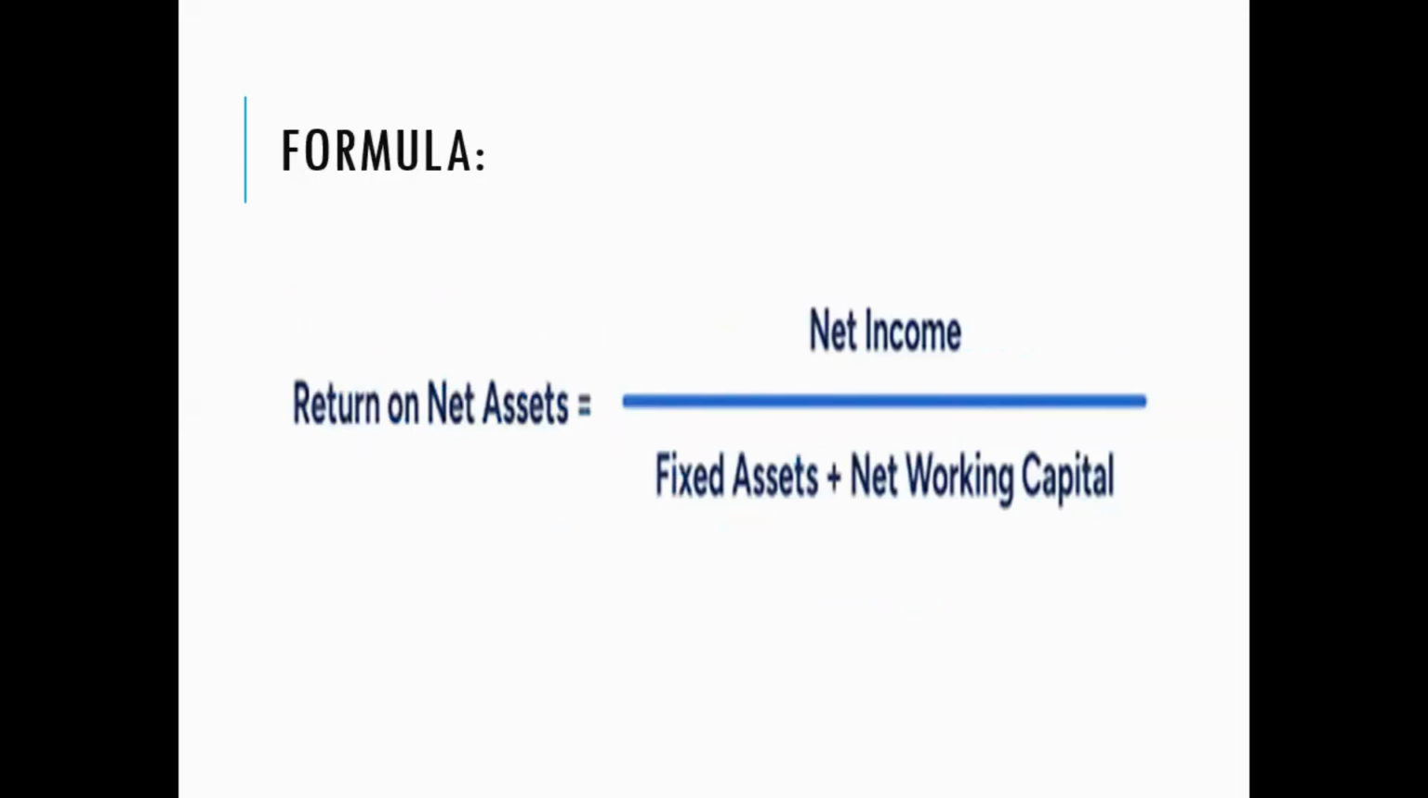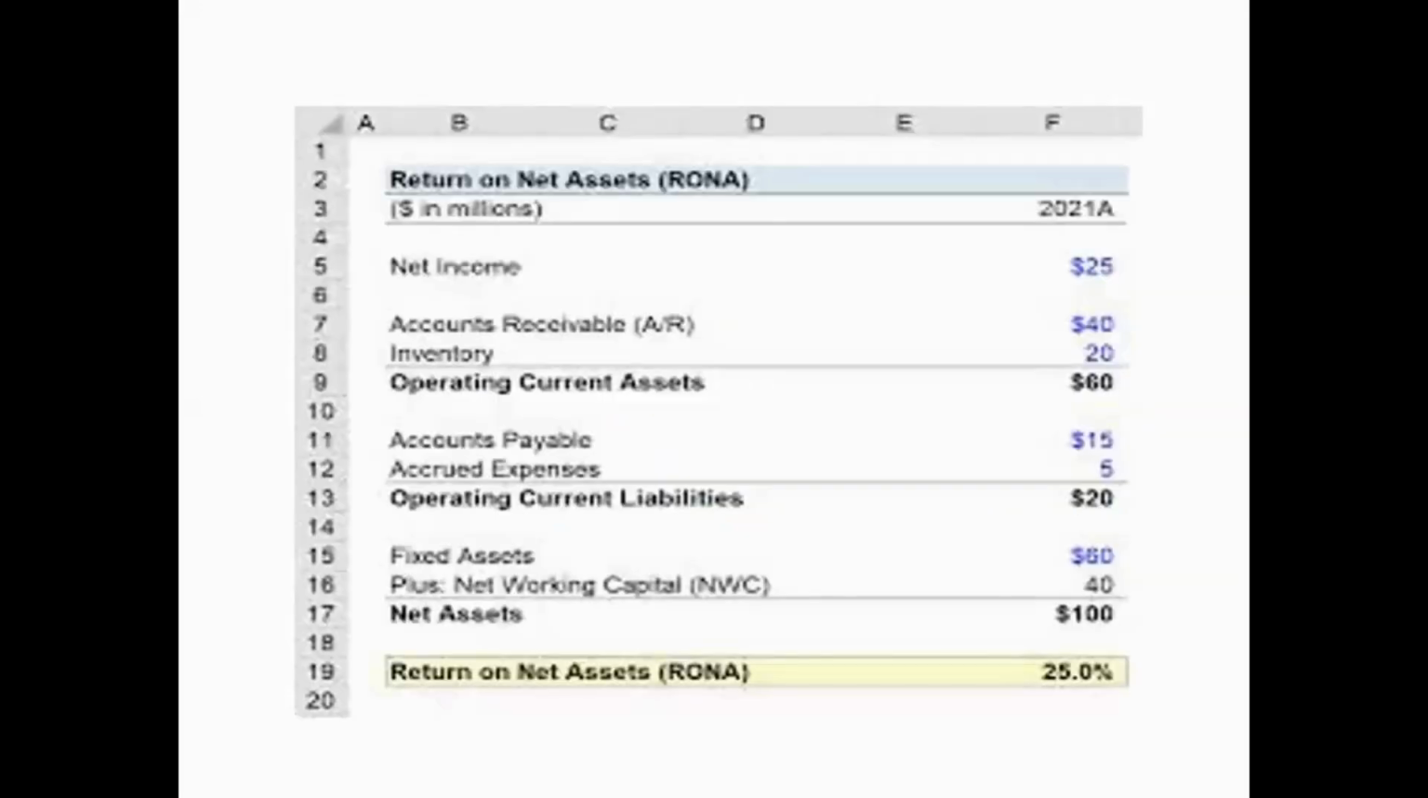Return on net assets or return on net worth: income by fixed assets plus net working capital. Return on net assets or RONA. Here RONA is 25%. Here is how we calculate return on net assets in Excel.